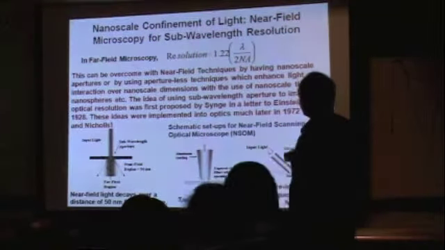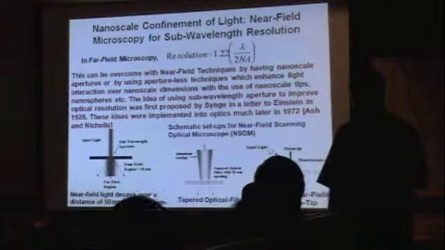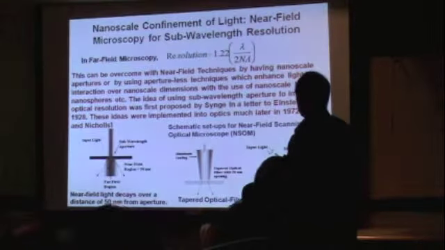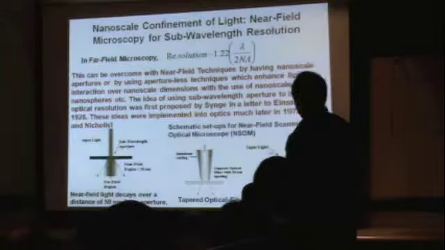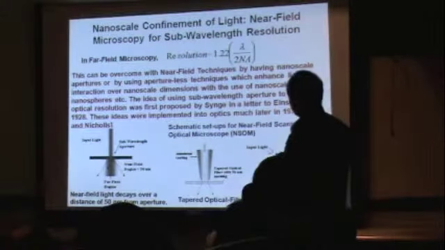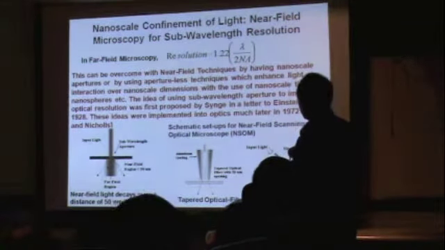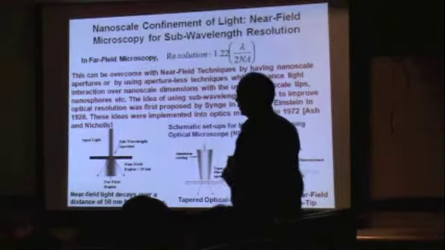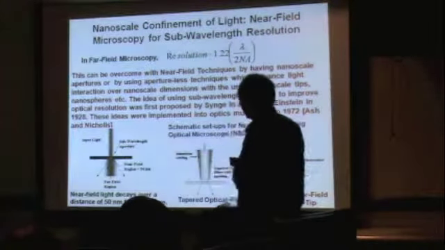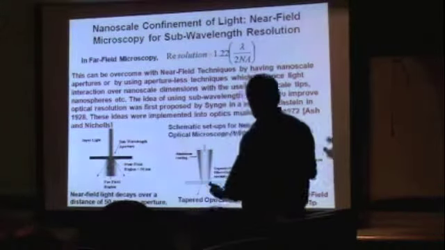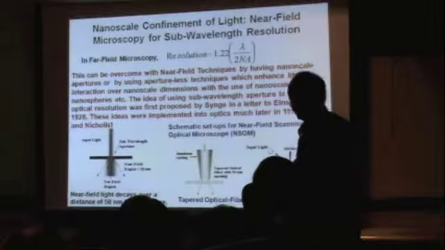This can be overcome with near field techniques, by having nanoscale apertures, or by using apertureless techniques which enhance light interaction with nanoscale dimensions, the nanoscale tips. This idea was first proposed by somebody called Synge in a letter to Einstein in 1928, because people always thought: how can you use a wavelength of 500 nanometers to resolve 50 nanometers? You cannot do that. But obviously, you can, with near field techniques.